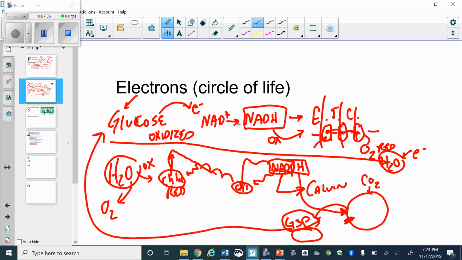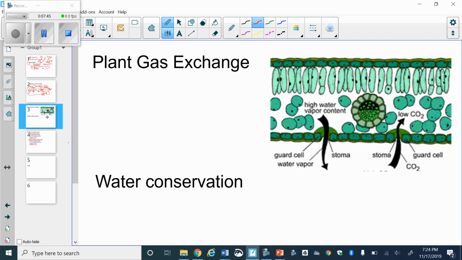Plants inhabit areas that are not normally good for plants or animals, so they have to have some adaptations to be able to survive those harsh environments. So we look at plant gas exchange first. If you remember, we kind of talked about plant structure. This is a leaf, so this is a cross-section of a leaf.